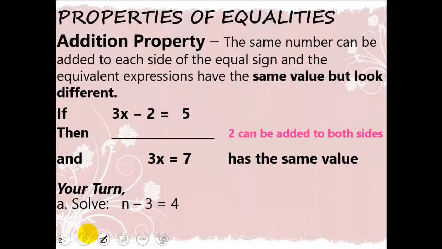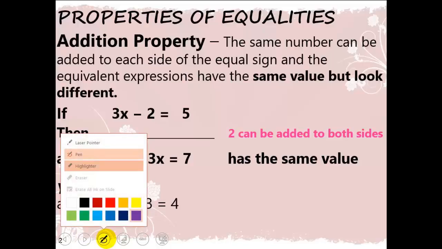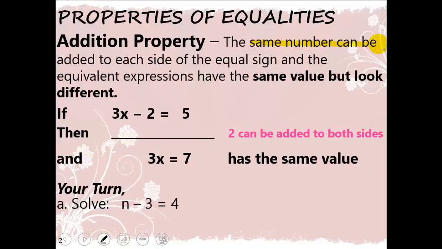One property that you're going to use a lot is the addition property of equality, and it says that the same number can be added to both sides of the equation. Equivalent expressions, while they look different, have the same value. So the whole thing that we're doing is making simpler equivalent expressions so that we can solve.